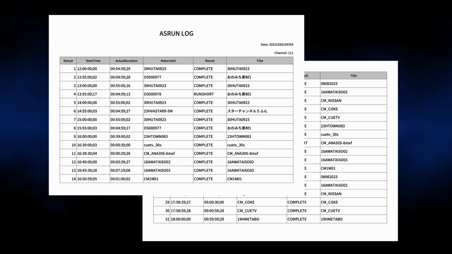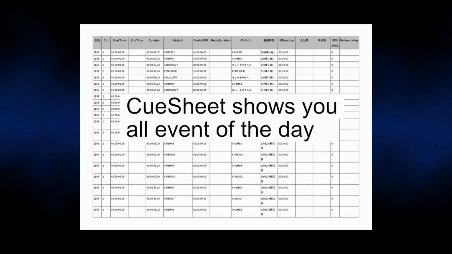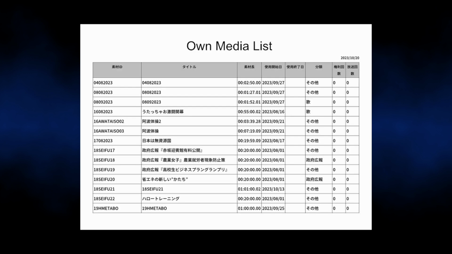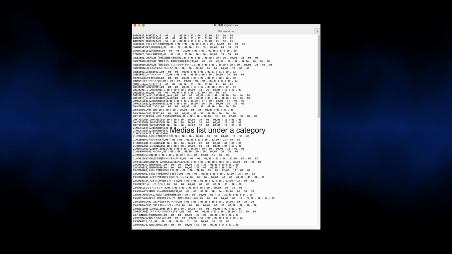While playing, you may need to ensure your playout result. BCT X1 brings you an as-run log. It publishes every minute for every channel as PDF. BCT X1 also has a variety of printing, such as cue sheet, media list, and program slot list.